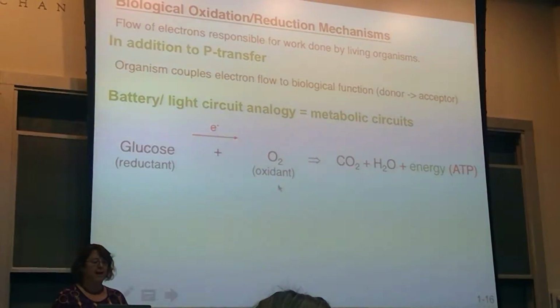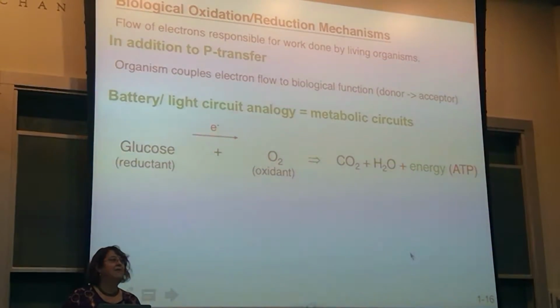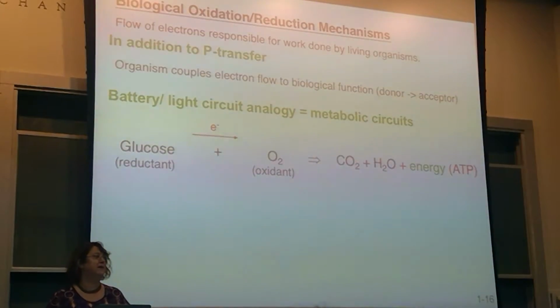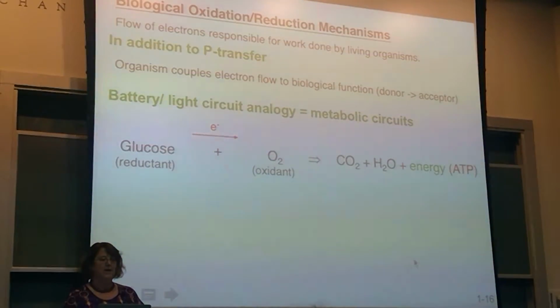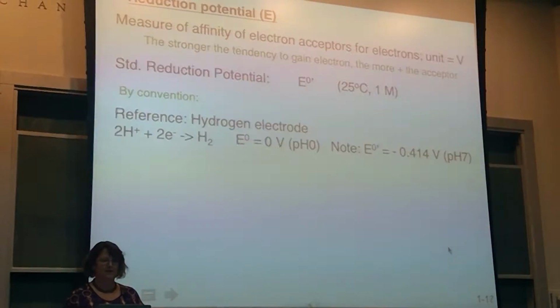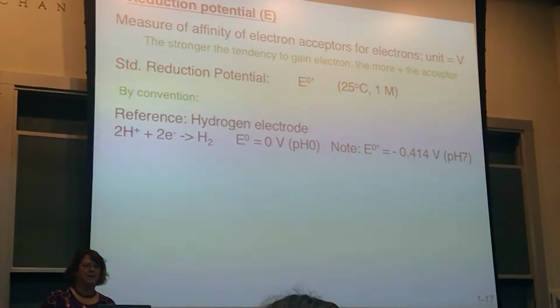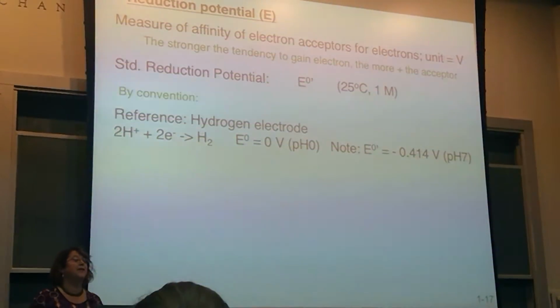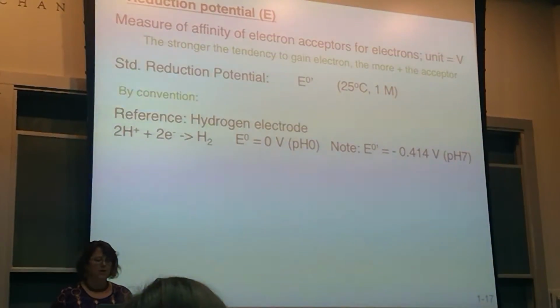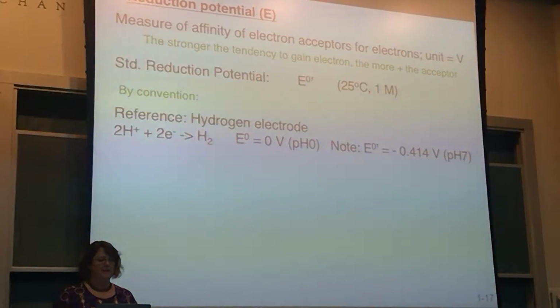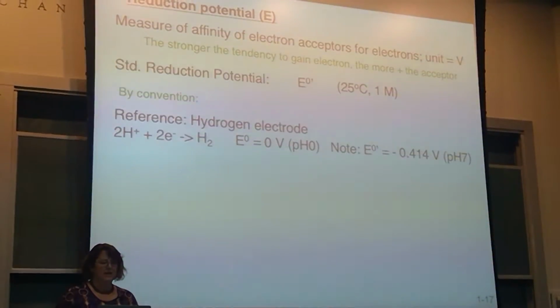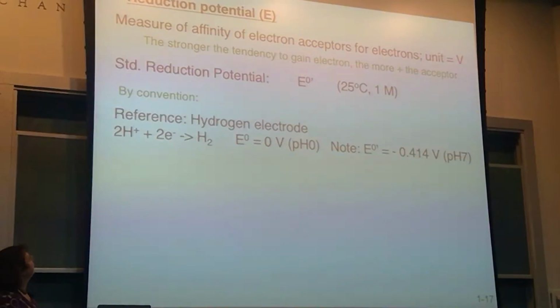Within this reaction, you actually have phosphoryl transfer, and you also have electron transfer. And as you're going to see, and if you have read ahead, you'll see that it's not just one reaction, but many reactions with this final overall equation. So what is reduction potential? It's the measured affinity of electron acceptors for electrons, and the units are V, or volts. The stronger the tendency to gain the electron, the more positive the acceptor. By convention, it's just like the delta G free energy.